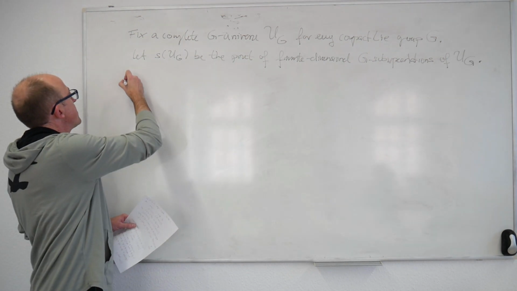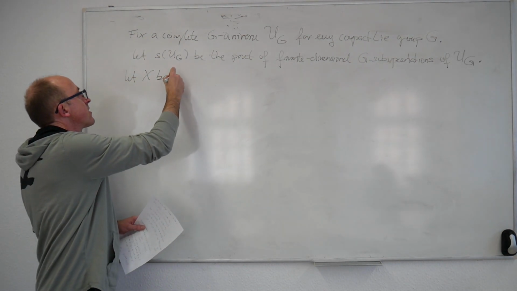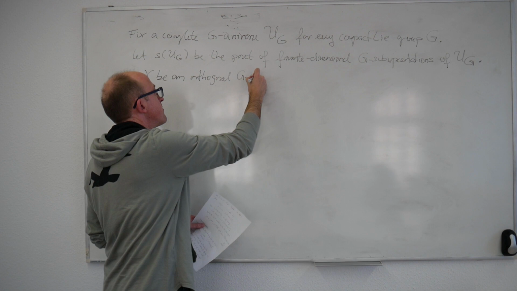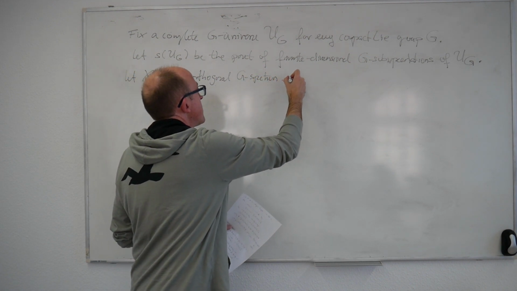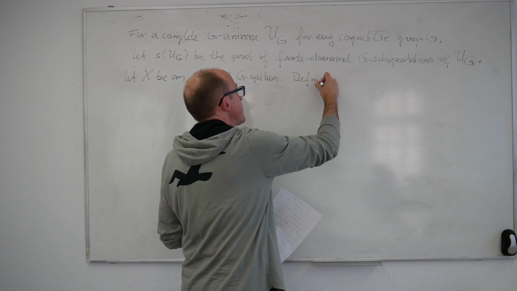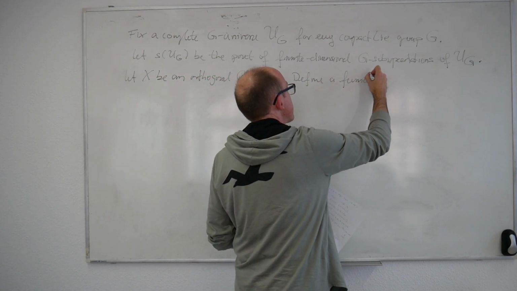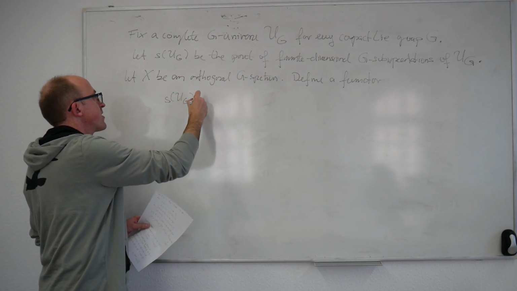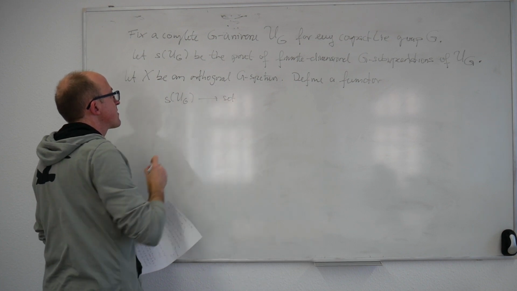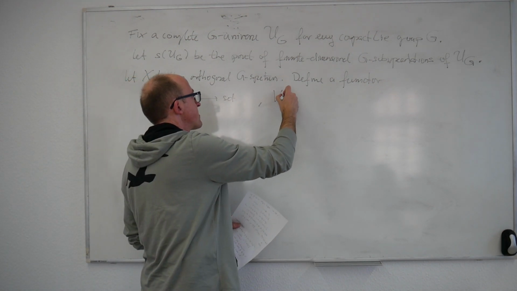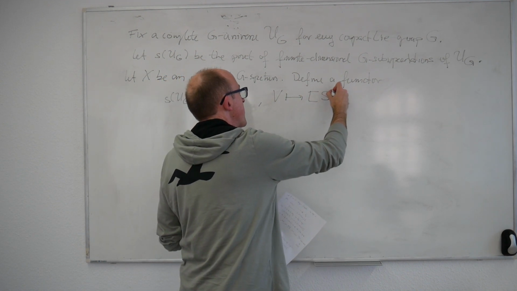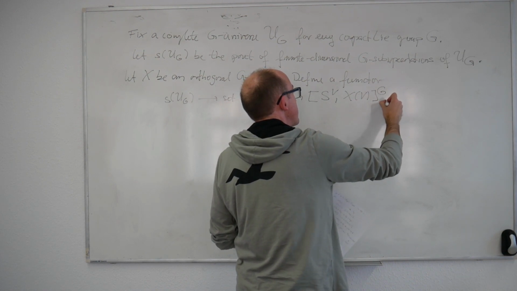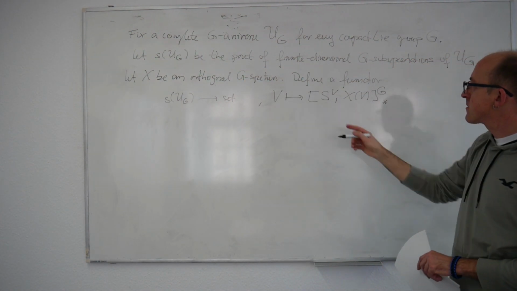Now we have an orthogonal G spectrum. So let X be an orthogonal G spectrum. We define a functor from this poset to sets. The functor doesn't need a name. I'll tell you from where to where it goes. It goes from this poset to sets, and on objects it sends V to something that I'll write down first and then explain. So the inner product space V goes to this set.